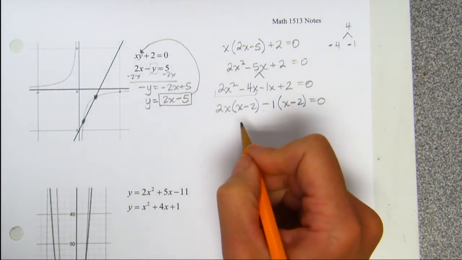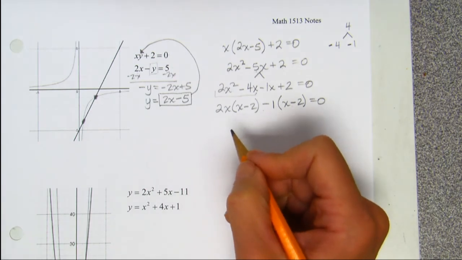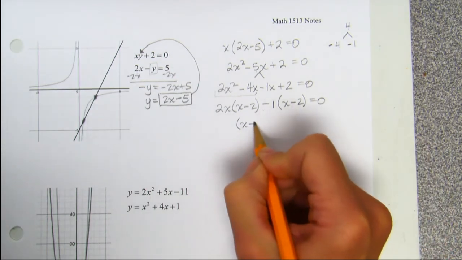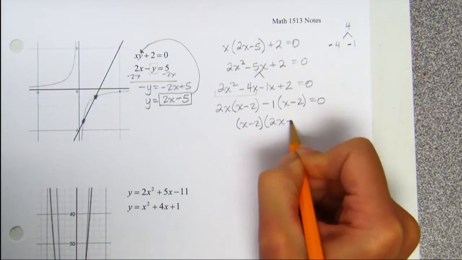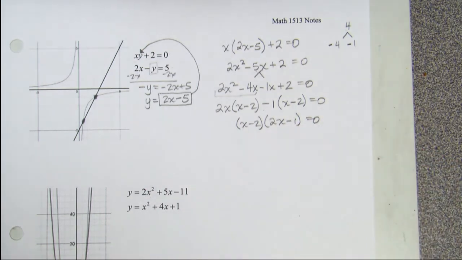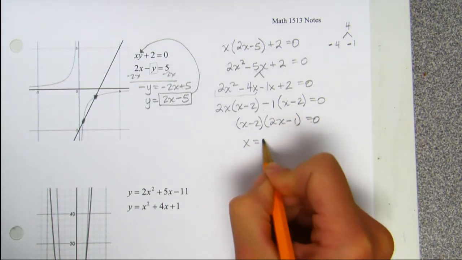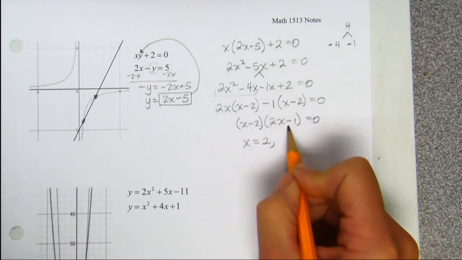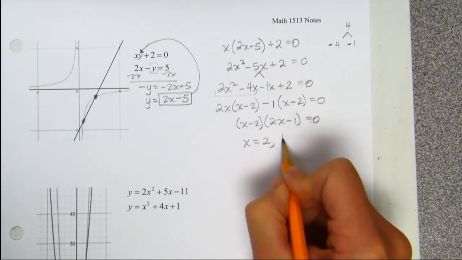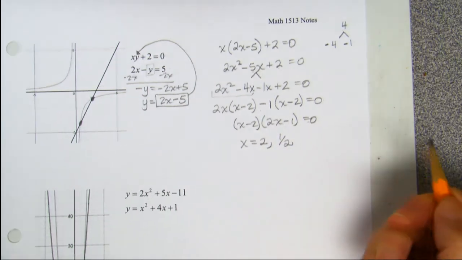That leaves me with x minus 2, 2x minus 1. If this times this equals 0, either this front one equals 0 and you get positive 2, or the back one equals 0, you would add 1 to both sides and divide by 2.